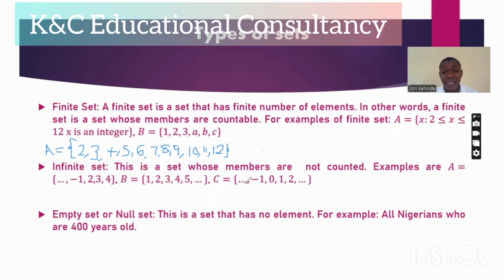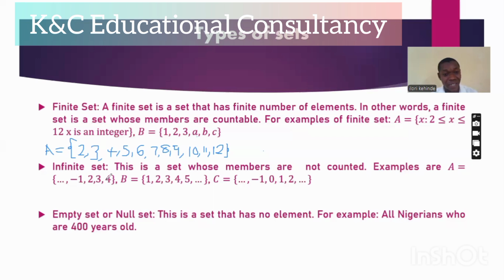So that means we don't know where it starts, neither do we know where it ends. But in set B, we know where it started, but we don't know where it ends, because the values still continue. And that is why it is referred to as an infinite set. The next one, we don't know where it started from below, but we know where it ends. It ends at 4. So this is another example of an infinite set.